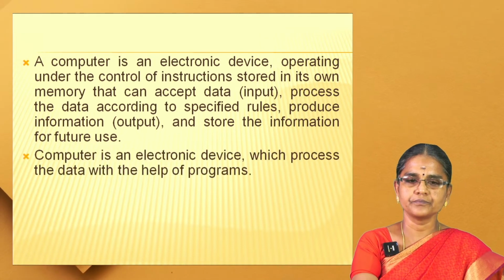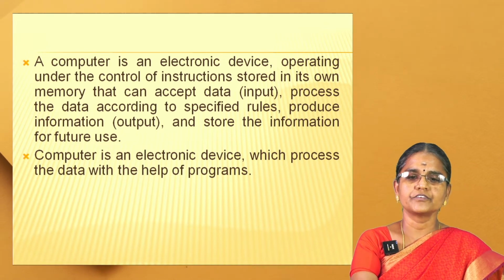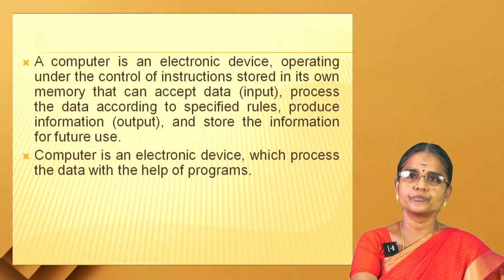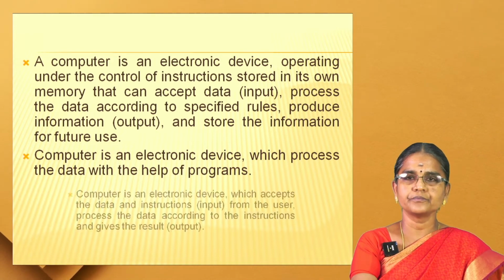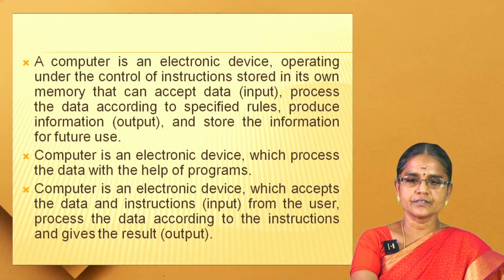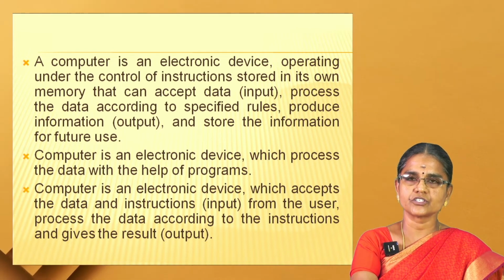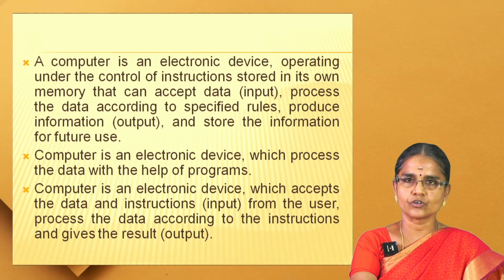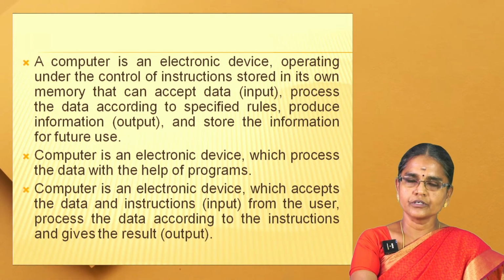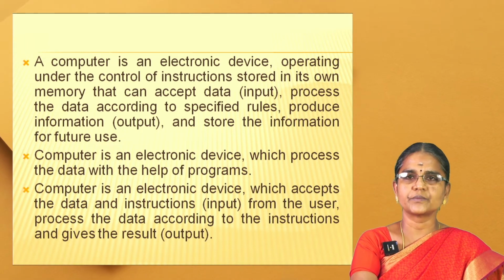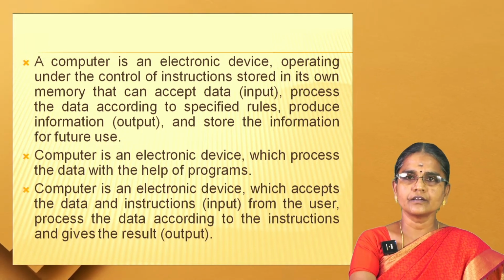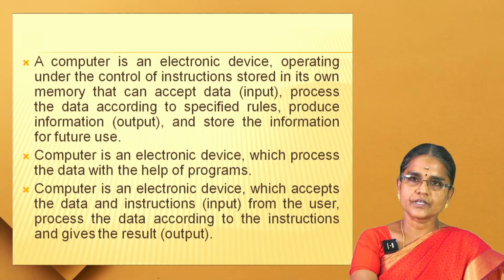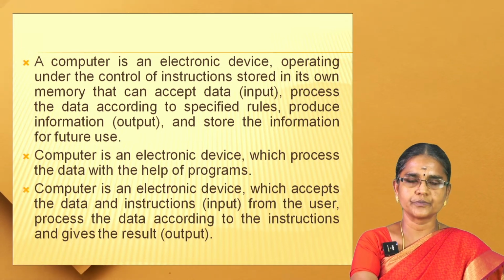The next definition, it's an electronic device which processes the data with the help of programs. Yet another definition, computer is an electronic device which accepts the data and instructions from the user, processes the data according to the instructions and gives the output. All these definitions reveal the same thing, it is an electronic device. So, input, process the data based on some instructions or programs and deliver the output, and as well as storage, it is used for storage purpose also.